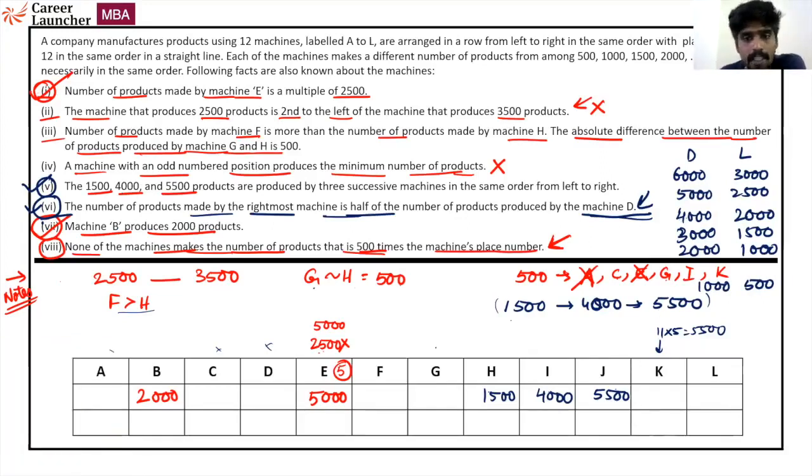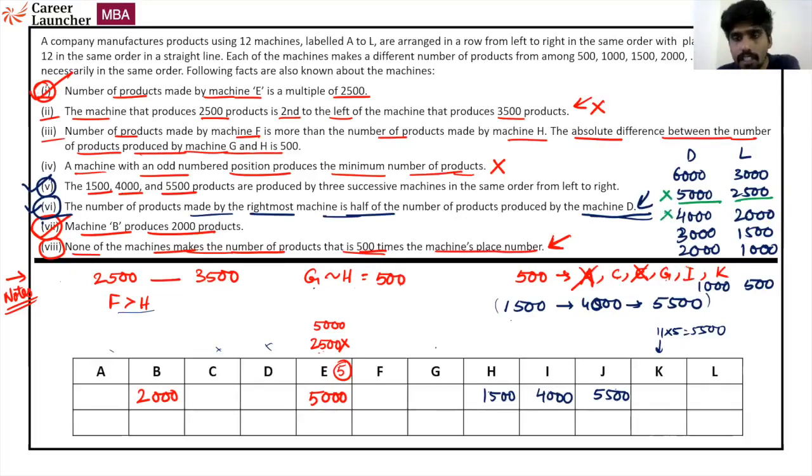But please understand that this case, 5,000 and 2,500, is not possible. 5,000 is already taken by E. D and L 5,000 and 2,500 is not possible. D and L 4,000 and 2,000 is also not possible. 4,000 is already taken by I.